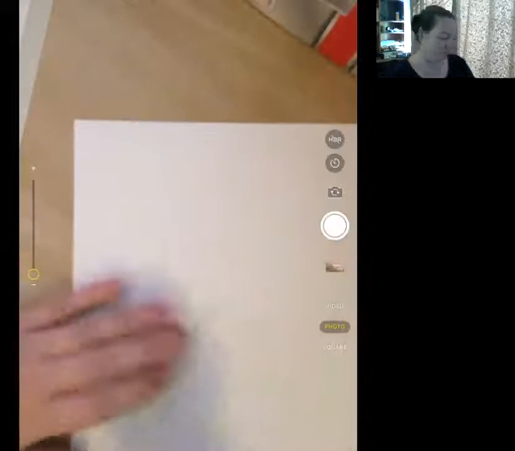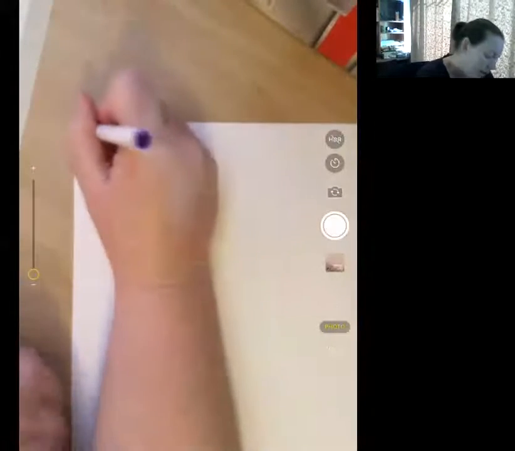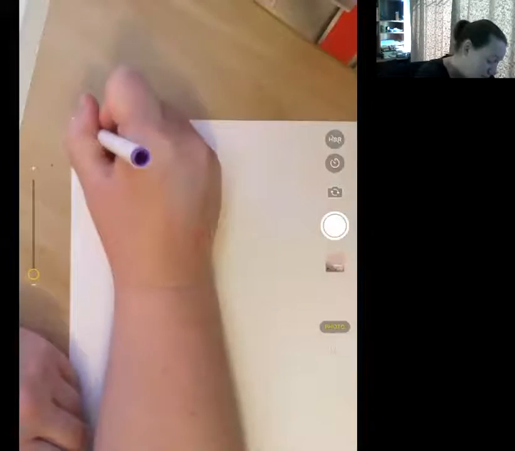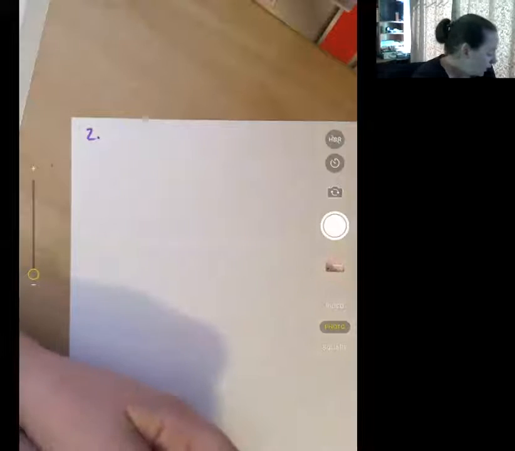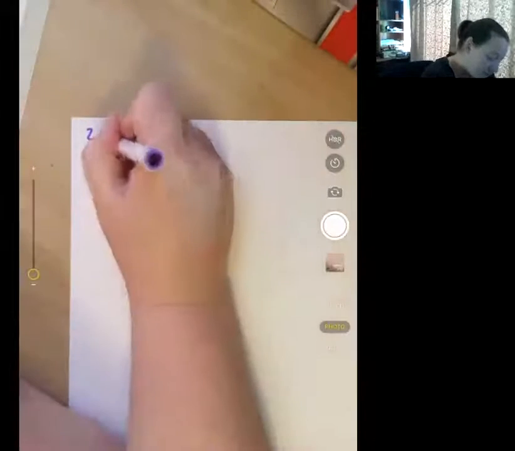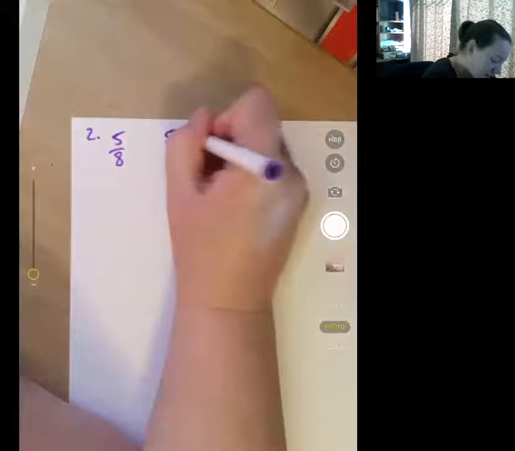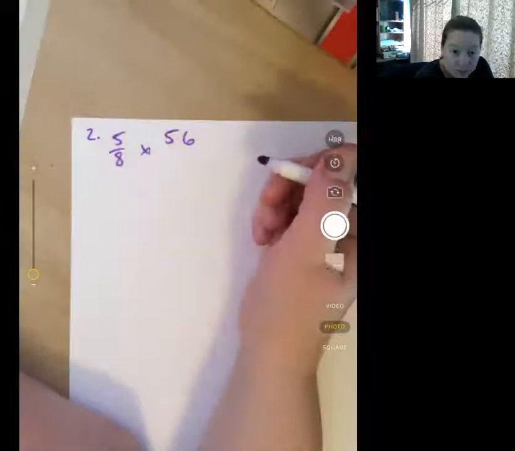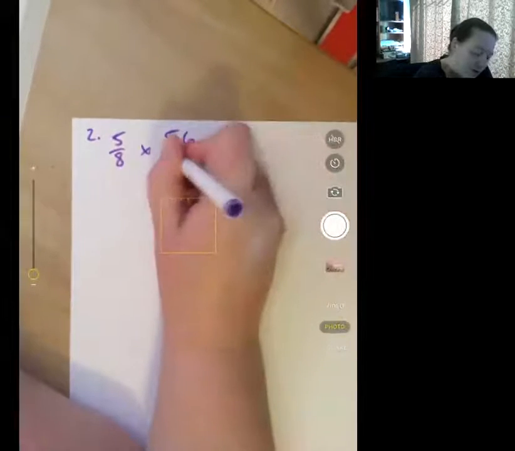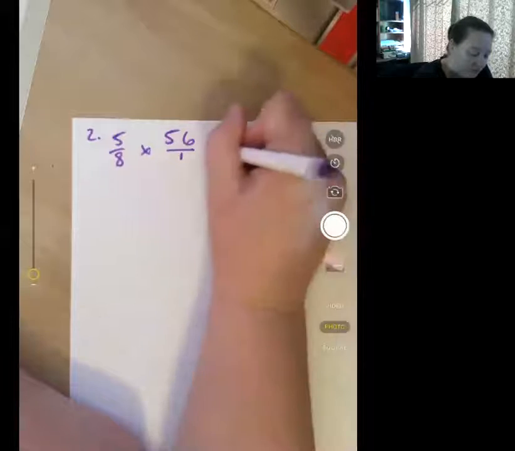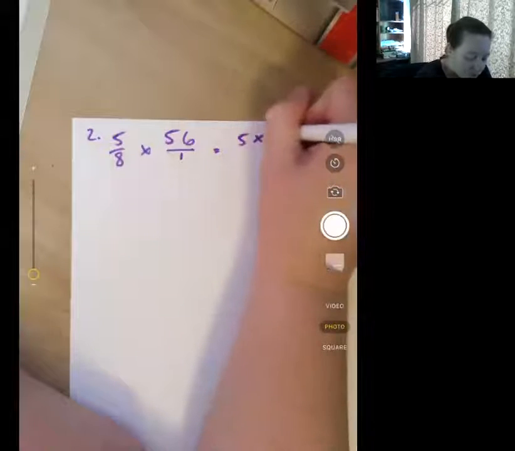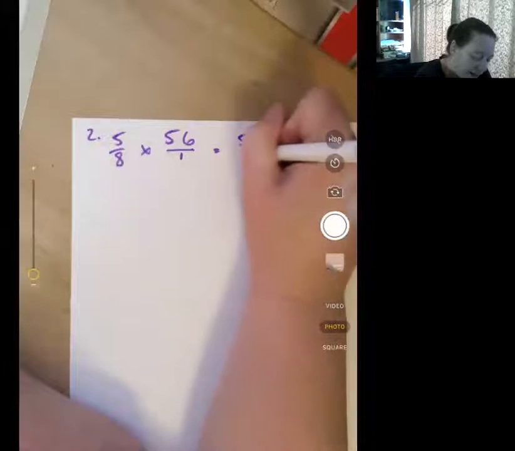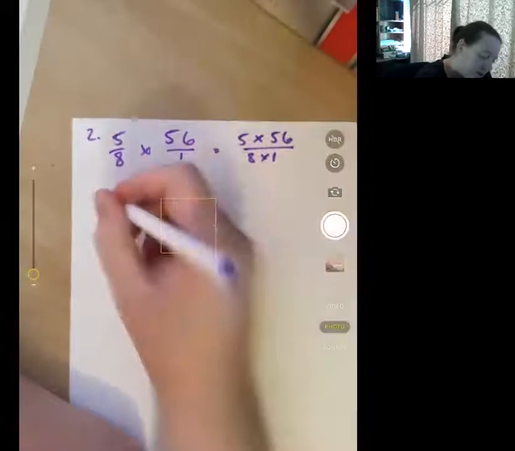Question number 2, P146. Darlene read 5/8 of a 56-page book. How many pages did she read? So, once again, we have that invisible 1 that's always underneath it. And I have 5 times 56 on the top and 8 times 1 on the bottom.